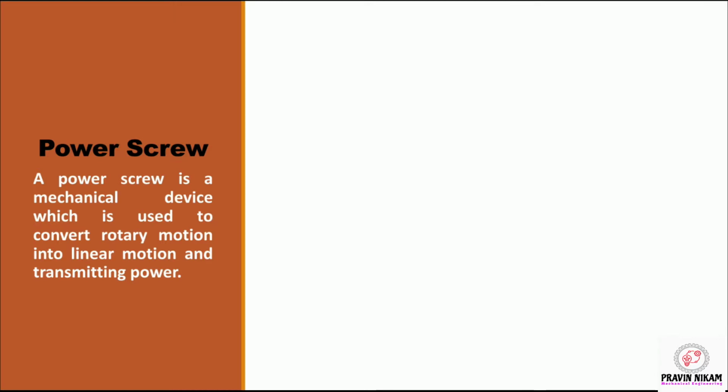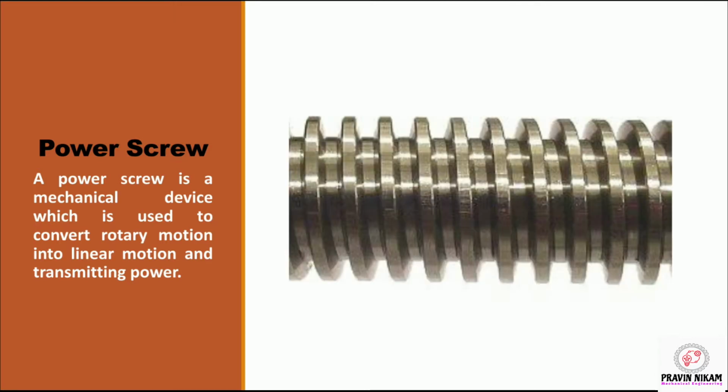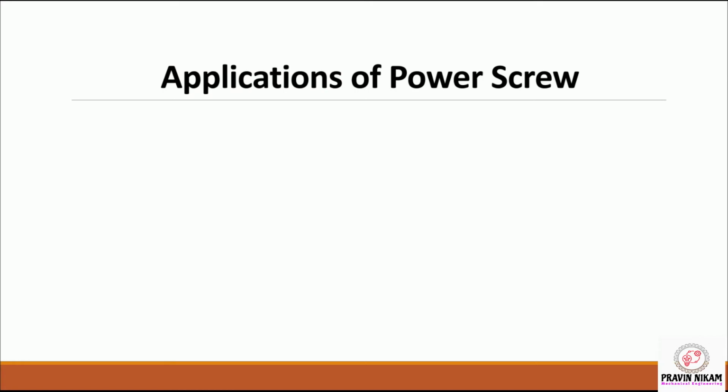There are three elements in the definition of power screw. That is, it is a mechanical device, it is used to convert rotary motion into linear motion, and it transmits power. So this is the power screw. You can see the threads of power screw, trapezoidal type of threads are there. So this is nothing but a simple power screw.